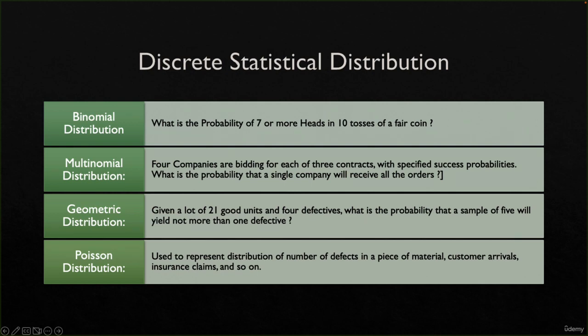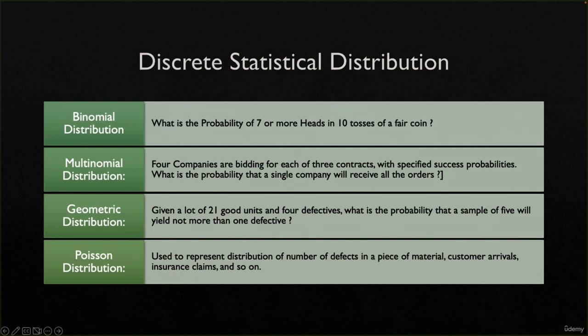Coming to geometric distribution, given a lot of 21 good units and 4 defectives, what is the probability that a sample of 5 will yield not more than 1 defective? In order to answer such problems, we make use of the geometric distribution, because if you remember the definition, the overall idea behind the geometric distribution is the number of failures till the first success.